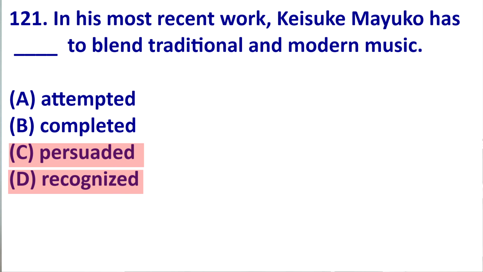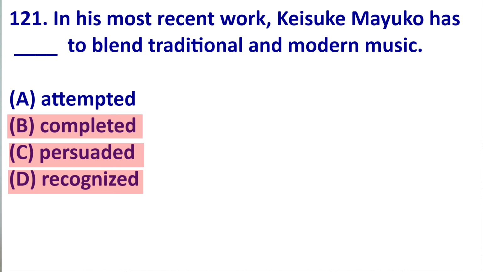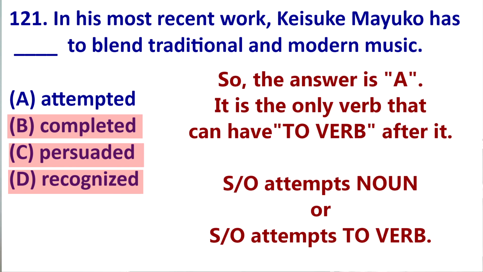So if we look at the two left, we have A and B. And B is the same as recognize or persuade. Complete needs an object after it. For example, I completed the movie. I completed working on the movie. I do not put to verb after complete. An example, I completed the work on Friday. Okay, the work. As a result, the only possible answer here is B, which is attempt.